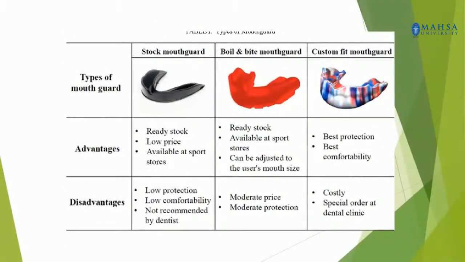Alright, so this is the review of the types of mouthguard and their advantages and disadvantages. For the stock mouthguard, the advantages are that it is ready stock, low in price, and available at all sports stores. The disadvantages are low protection, low comfortability, and it is not recommended by dentists. The second one is the boil and bite mouthguard, where the advantages are ready stock, available at sports stores, and can be adjusted to the user's mouth size. But for the disadvantages, it has a moderate price and also moderate protection.